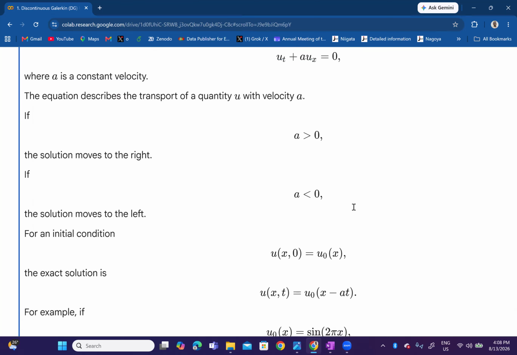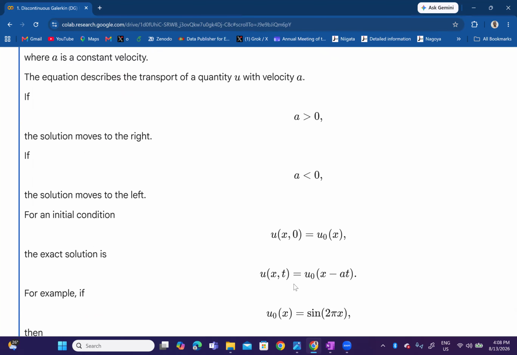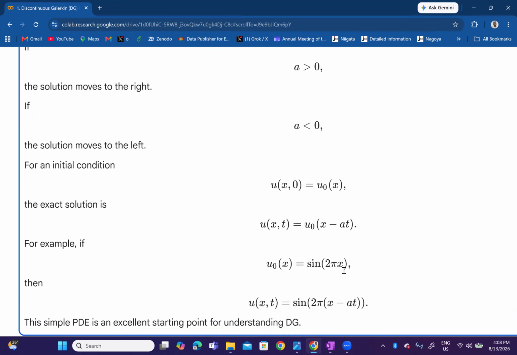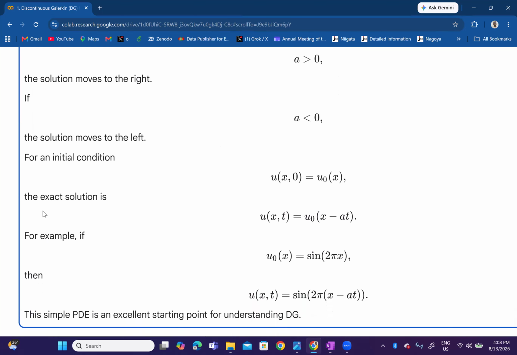So it's more like we are solving this. We have u as a function of x comma t as that initial value evaluated at x minus at. Of course, for something like this, we can use things like separation of variables. For example, if u naught of x is sine 2 pi x, then u of x comma t is u naught of x minus at. Wherever we find x, we put x minus at. So we then have sine of 2 pi into x minus at.